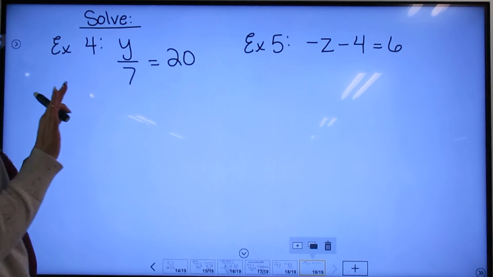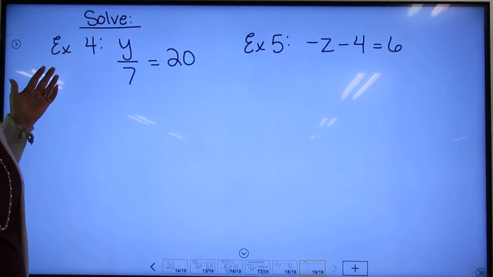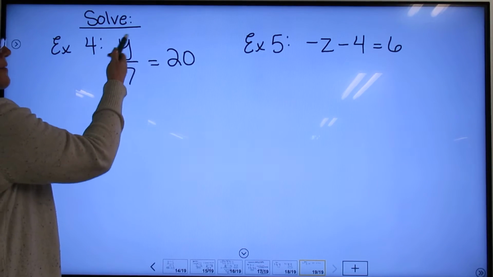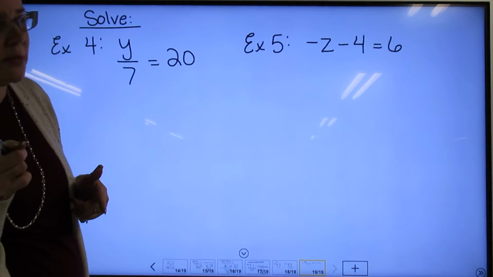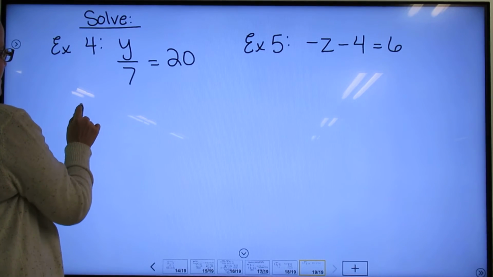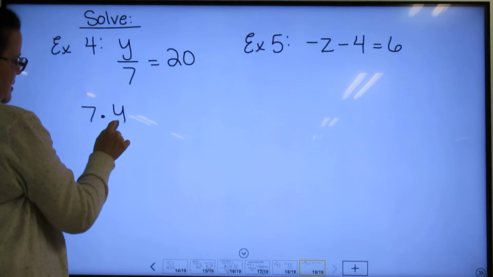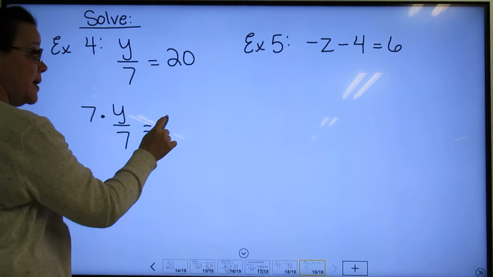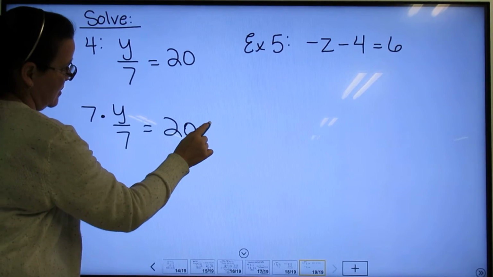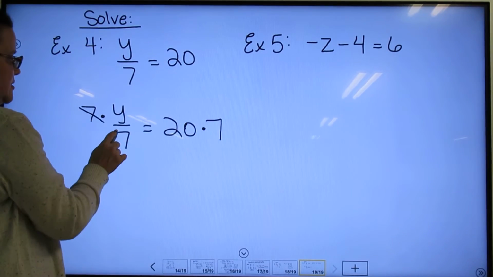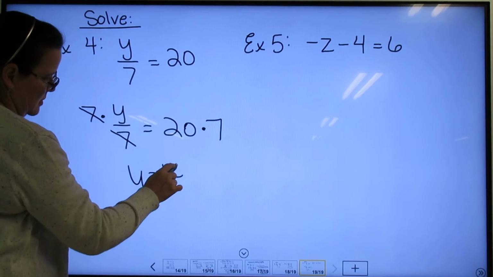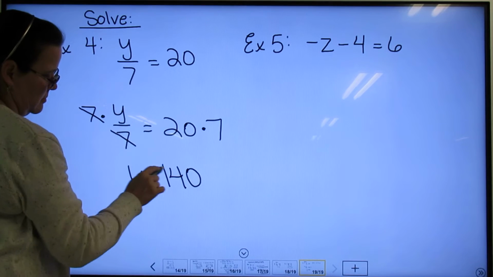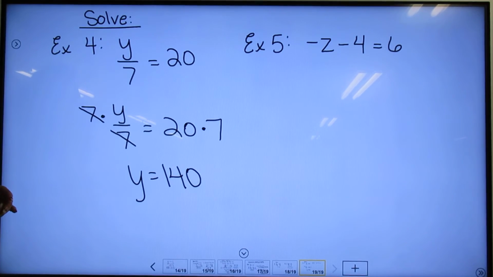And 2 more, and then you're done with this lesson. That's how quick that goes. See? This is dividing. The opposite of dividing would be to multiply. And so I would take 7 and multiply it on both sides. Why? Because whatever you do to one side, you do to the other side. So I would cancel those out, and y equals 140. And that would be that answer.